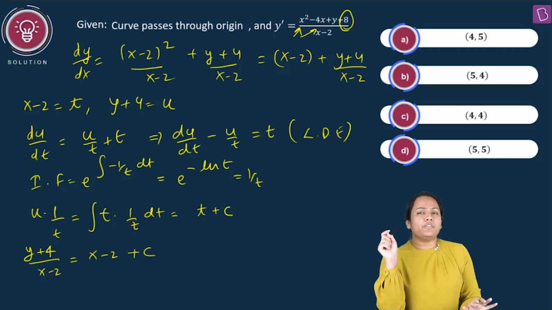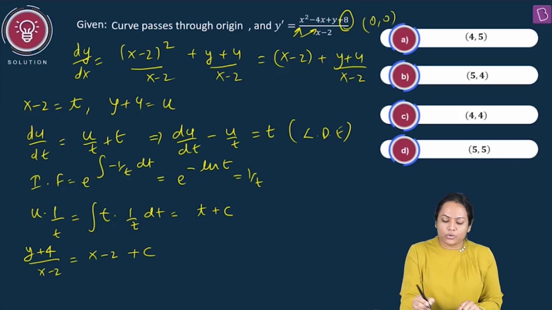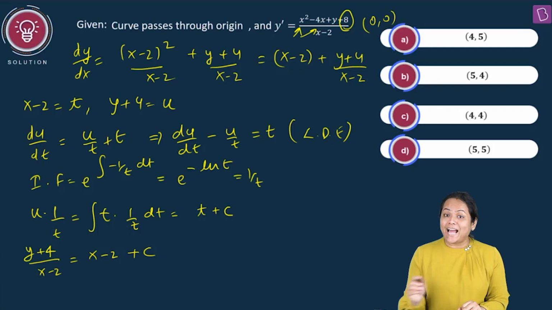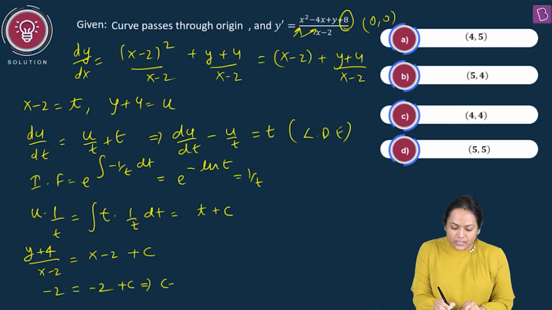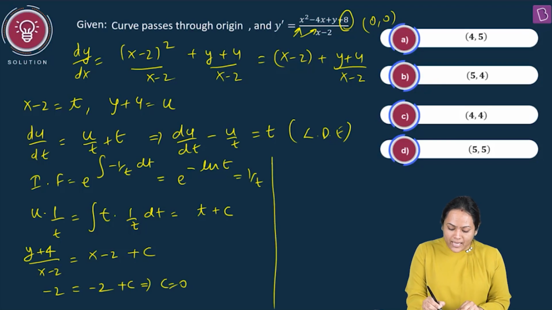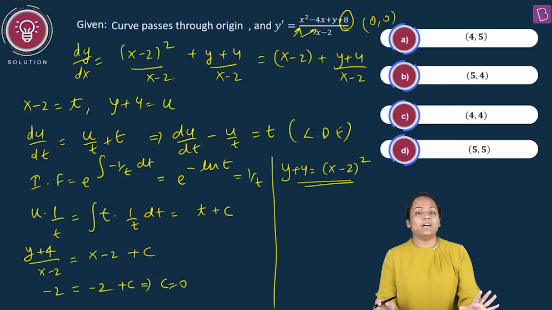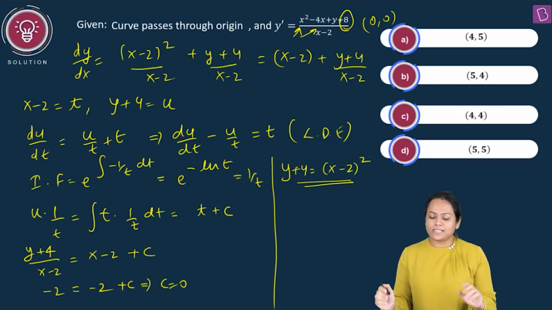Now to get the value of c, what have they said? That this curve is passing through origin. So when I put x and y both as 0, it's going to become minus 2 is equal to minus 2 plus c. That means c is 0. Finally giving me the curve as y plus 4 is equal to x minus 2 whole square, a parabola, isn't it? And now, since I have to check which of the following points lie on the curve, quickly substitute.